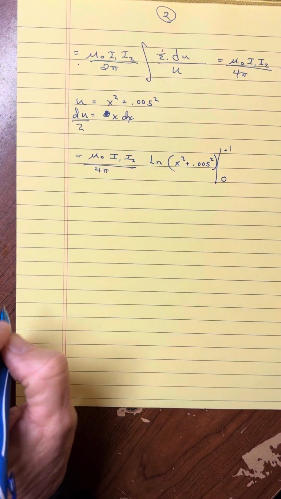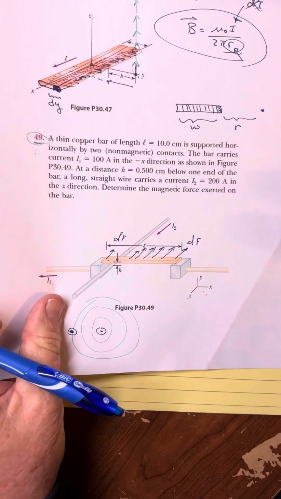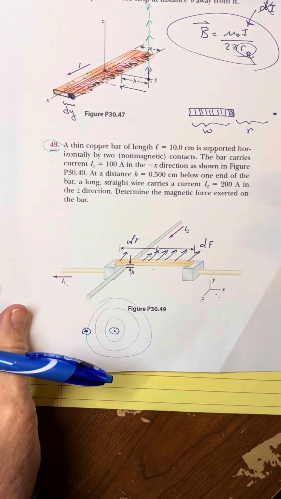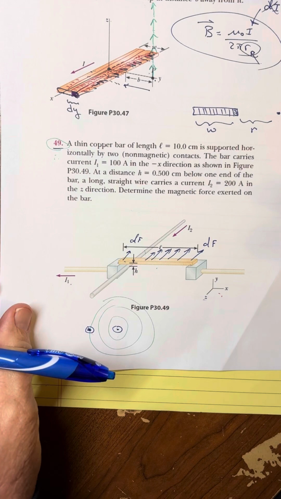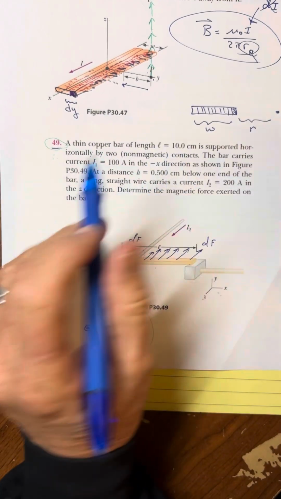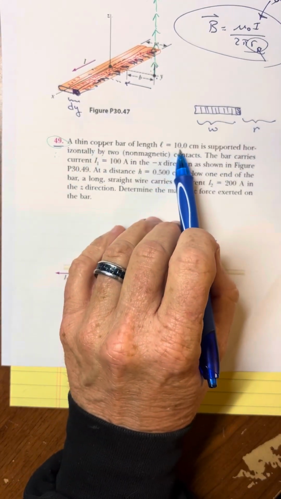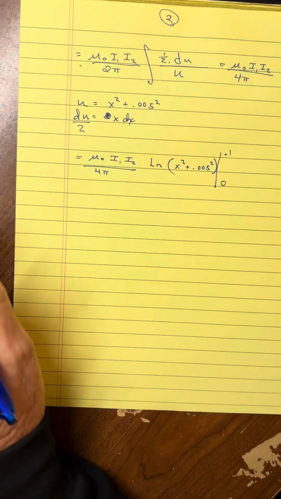Oh, point... Wait. Did I... So half a centimeter, yeah, to 0.1. Okay. Yeah, so this is quite a bit bigger, right? 20 times bigger. Okay.